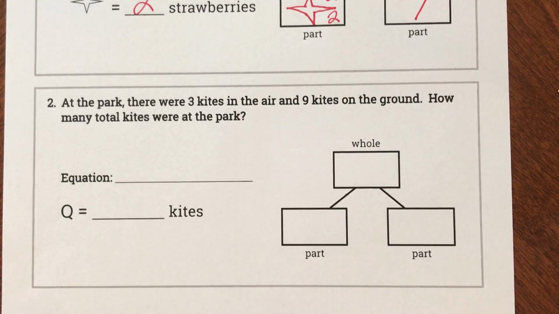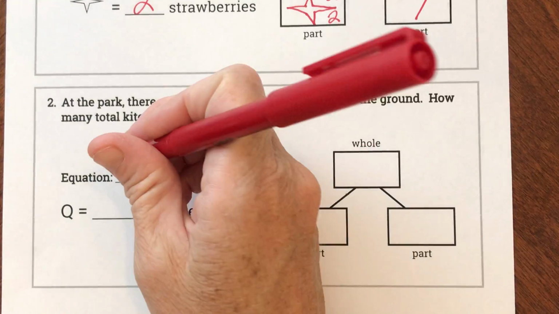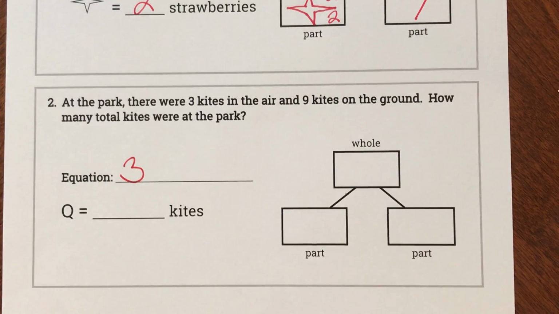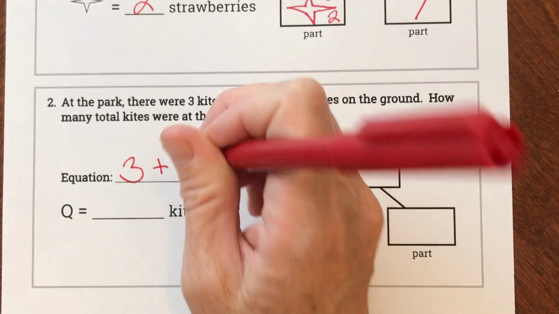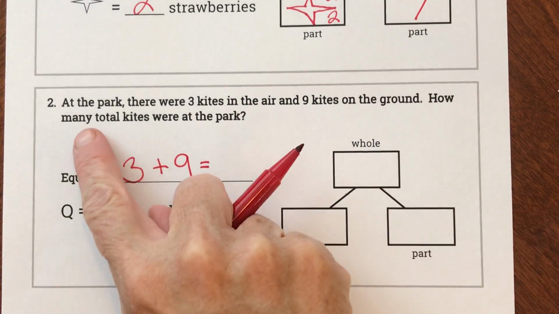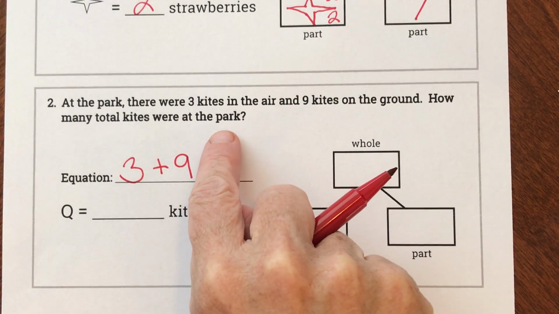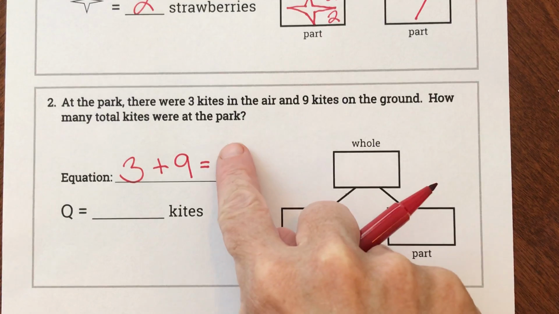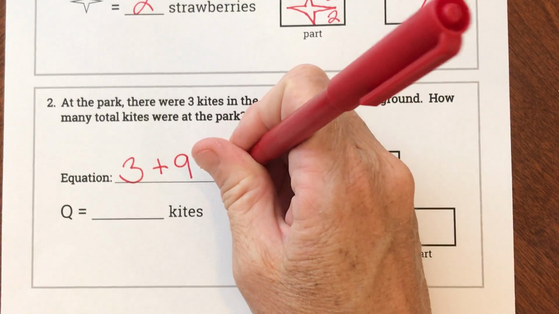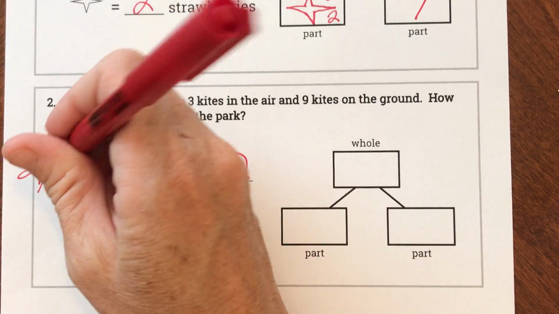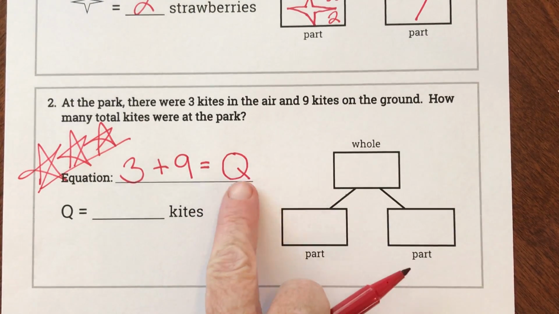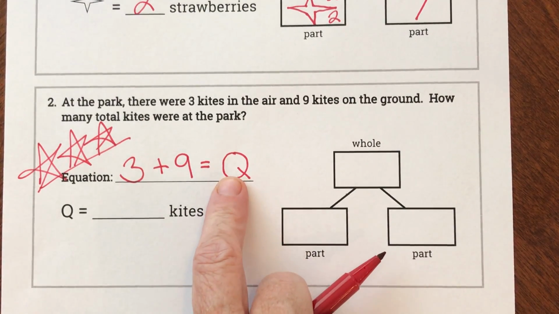Oh, this one's different. So I know there's 3 kites in the air, and I know there's 9 on the ground, but the question says how many total kites were at the park. We don't know that, boys and girls. So that's our unknown. So this is a new problem. I'm gonna put big stars. This is our new problem. We haven't had this as our unknown yet.